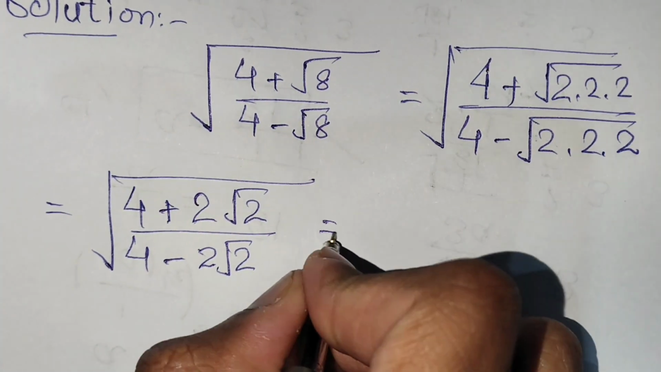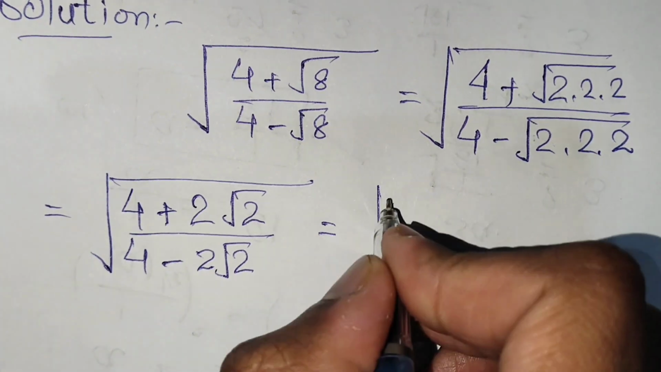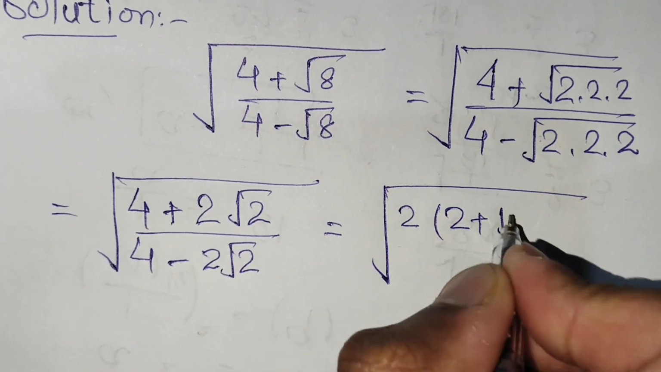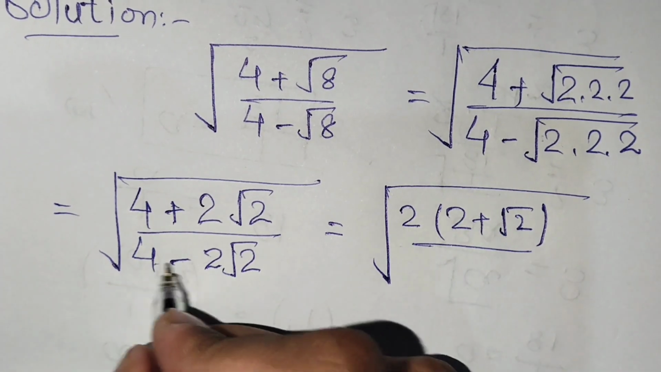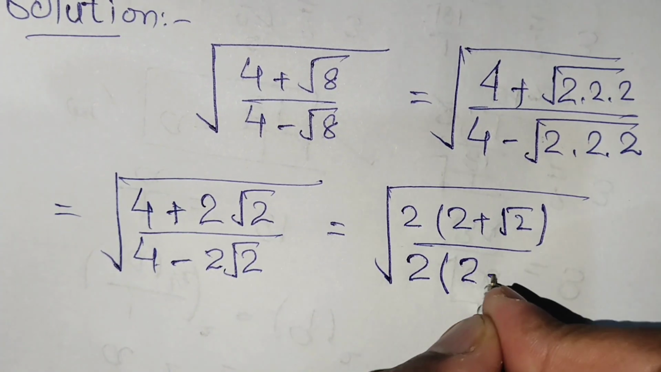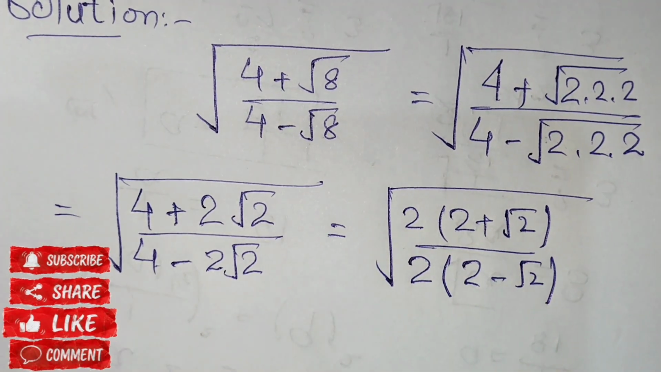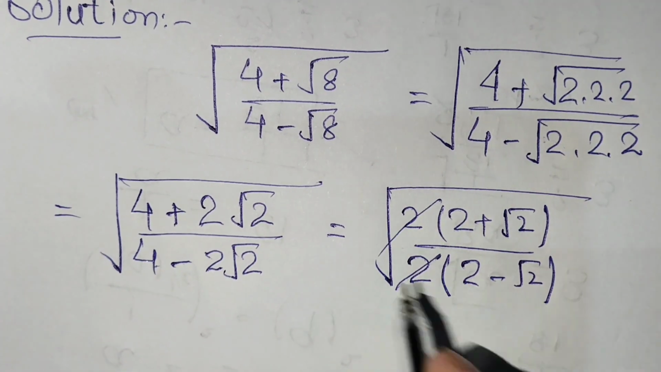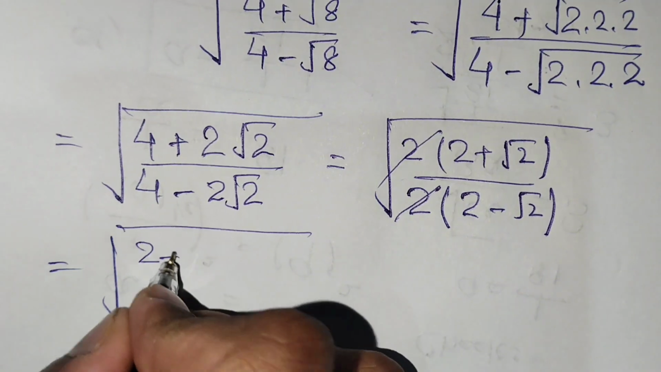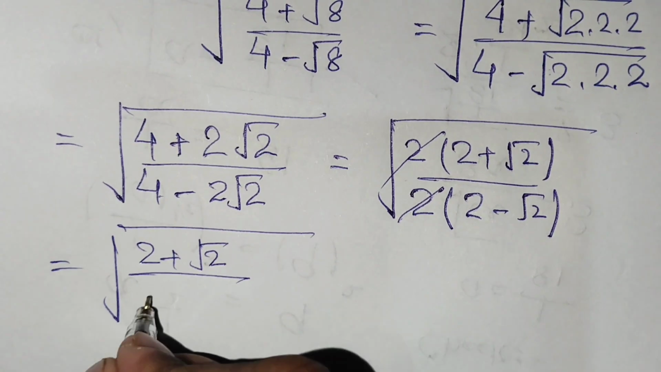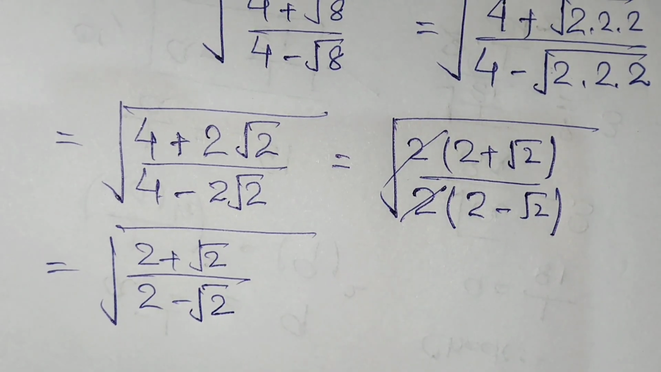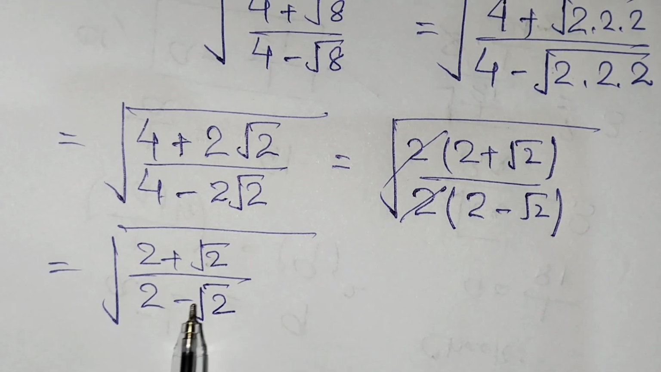Now we can write this as square root of, taking 2 common, we have 2 plus square root of 2, divided by, taking 2 common from the denominator, 2 times 2 minus square root of 2. Now 2 cancels with 2, we have square root of 2 plus square root of 2 divided by 2 minus square root of 2. Now here we have to rationalize the denominator 2 minus square root of 2.